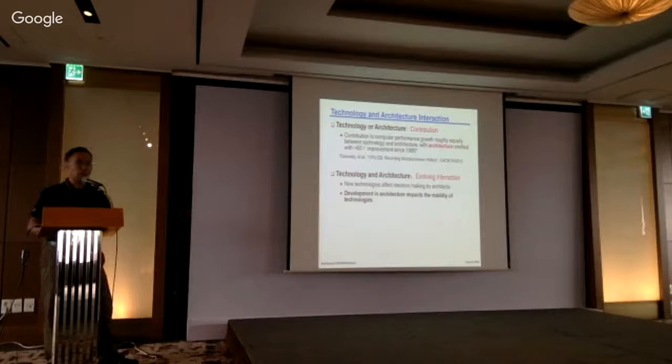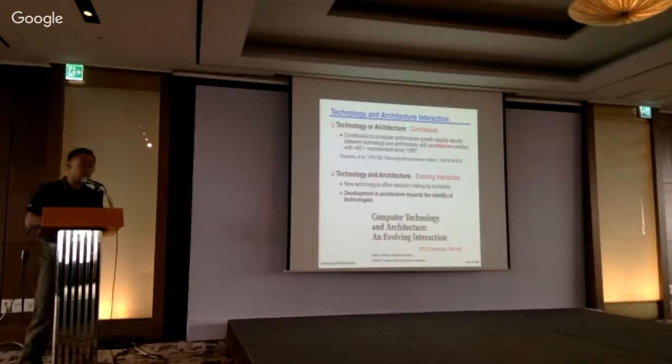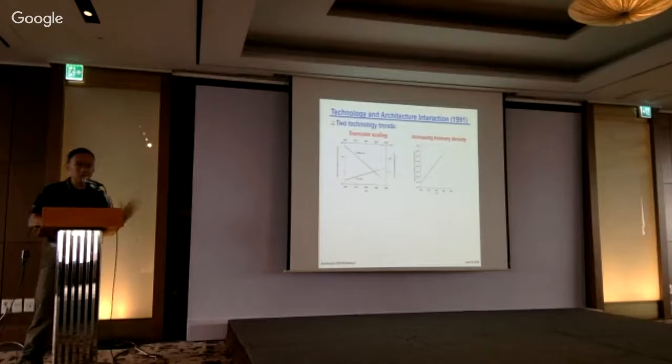One of the great articles I found on the website came out about 25 years ago, in 1991, from John Hennessy and Norm Jouppi. They wrote this article to look at the interaction between technology and architecture. I thought it was very useful, and I would like to share their view from that article 25 years ago.